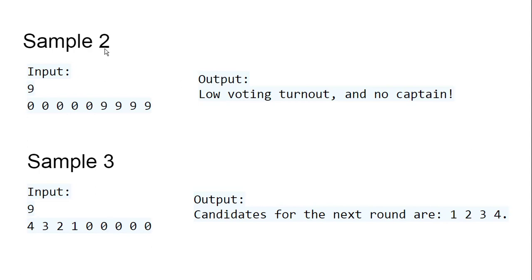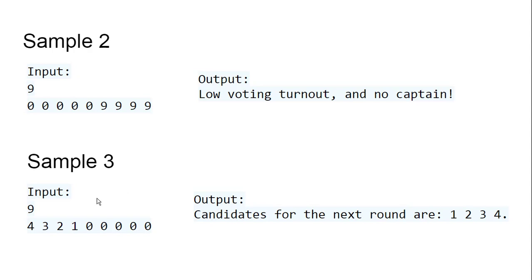For sample 2, this is the case that I mentioned earlier. We have 9 players. 5 of them did not vote. The other 4 voted 9. In this case, we have a single player who received any vote, so it doesn't make sense to do any additional election, but also we don't have a captain. So it's no captain due to low voting turnout.